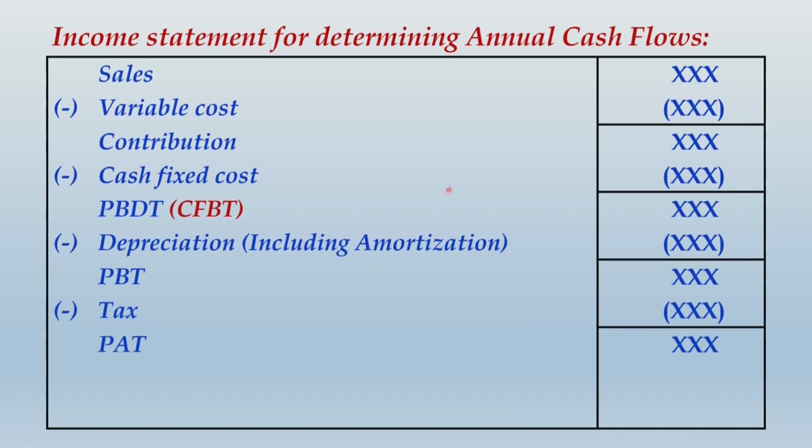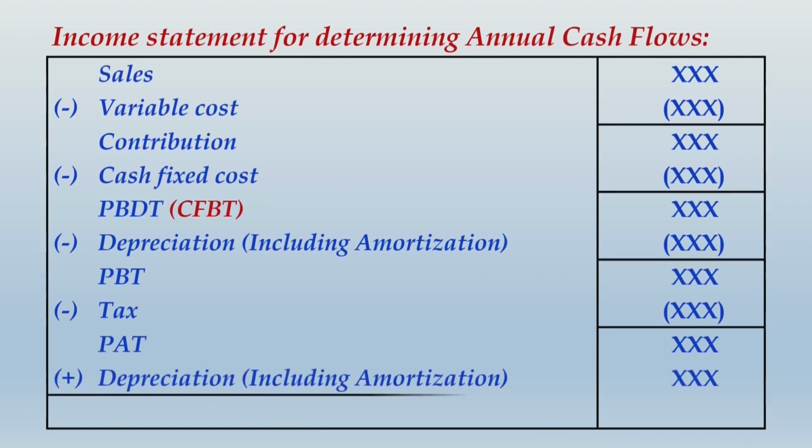We want to arrive at the annual cash inflows. So whatever depreciation you have subtracted, you should now at the end add it back to arrive at annual CFAT. If CFBT was cash flows before tax, CFAT will be cash flows after tax.